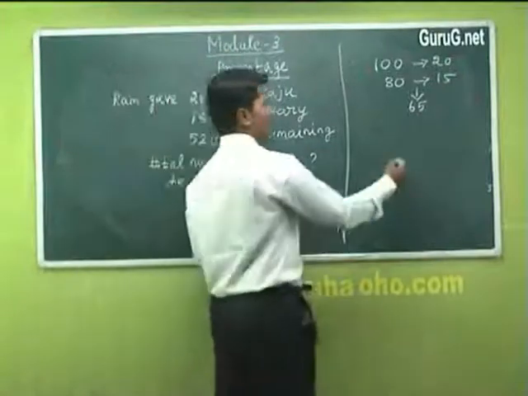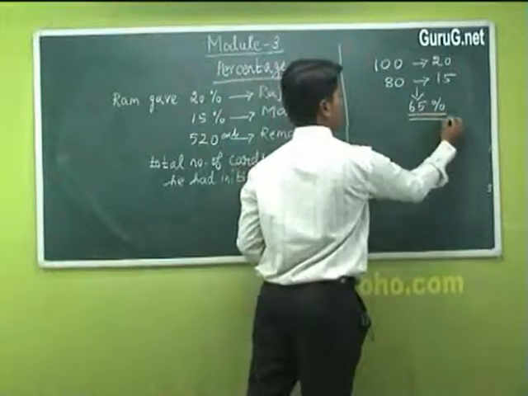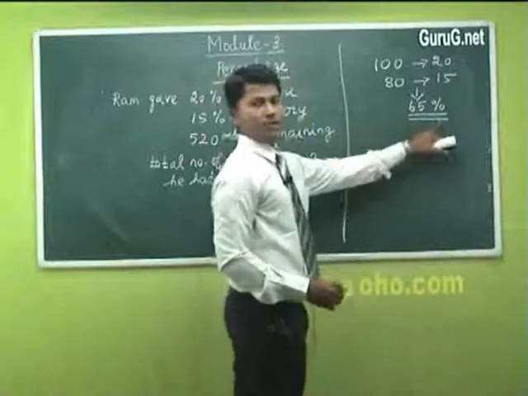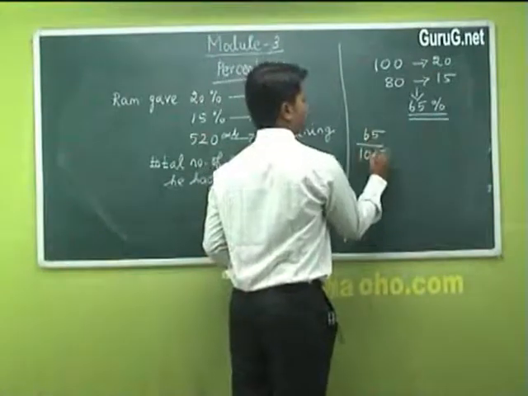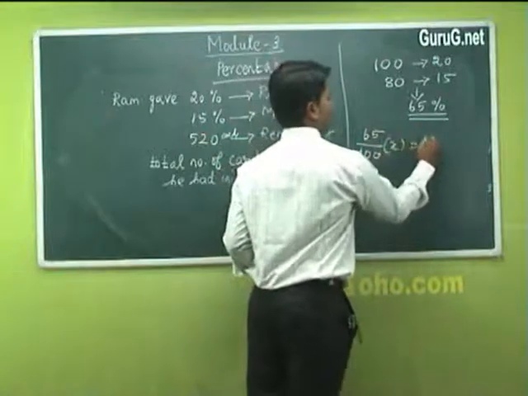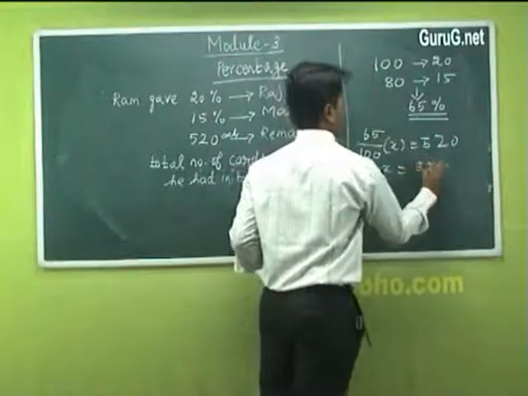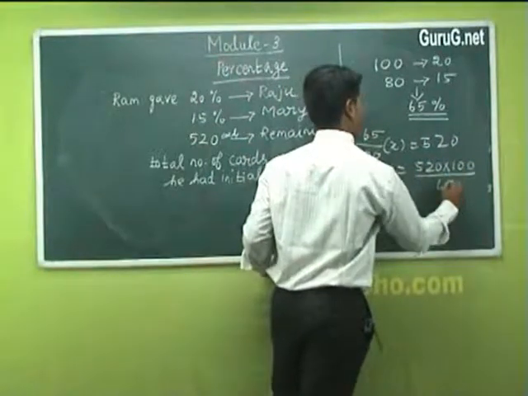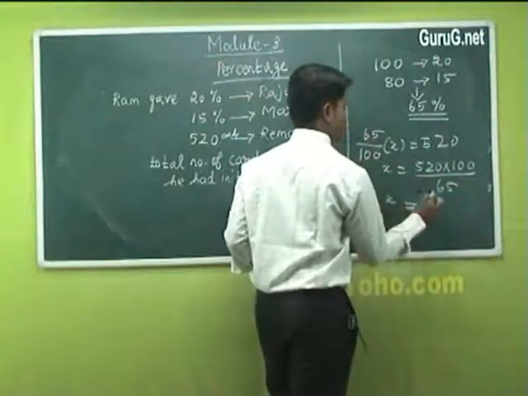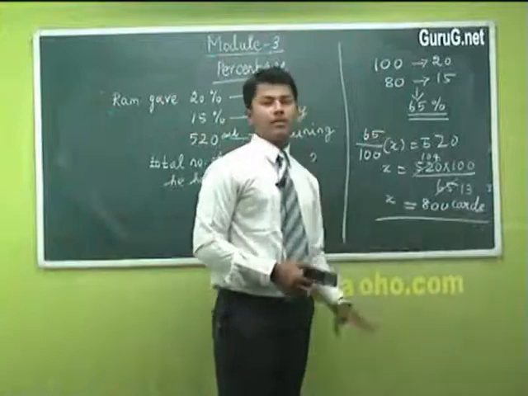Now just base your problem as 65%. So the remaining value is nothing but 65%. So 65% of x is 520. So what is x? 520 into 100 by 65. Answer is 800 cards, so initially he had 800 cards.